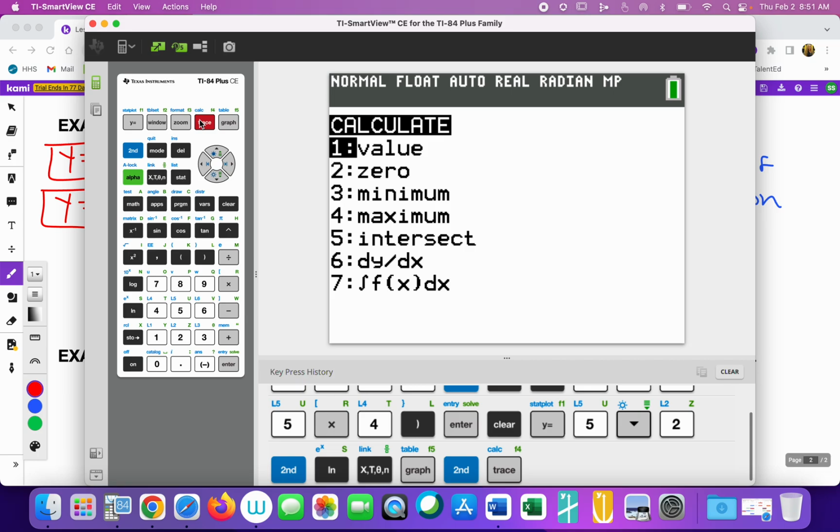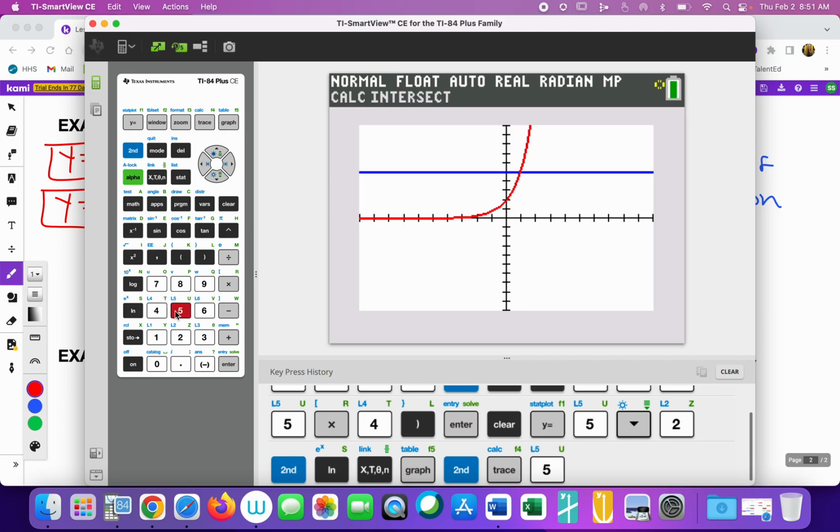And we're finding the intersection. So what thing are you going to choose? Intersect. Okay. So you're going to choose 5, or just arrow down and hit enter. Okay. Now I'll write this on the screen so you guys can write it down, but if you want to hit second, trace, intersect. Okay. Now, in the past, they've had to do right bound, left bound, guess. That's not what we're doing this time.